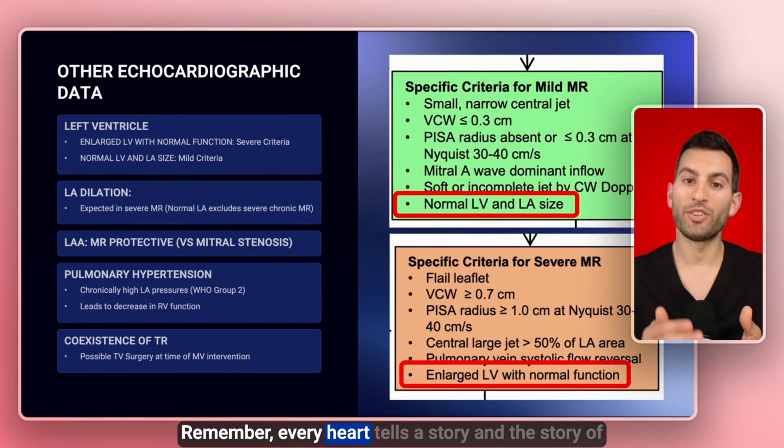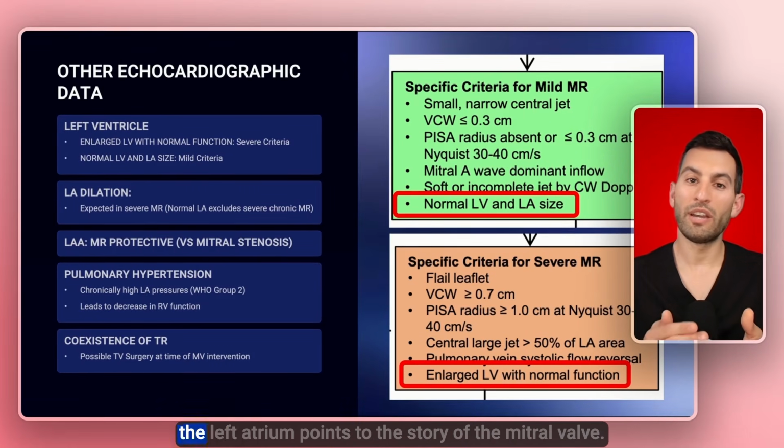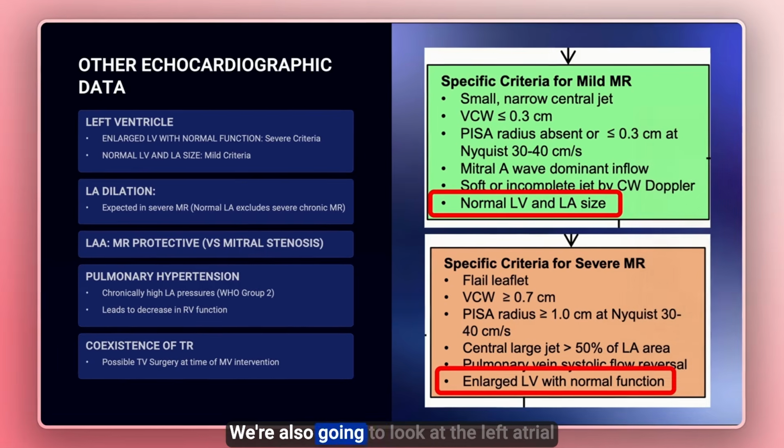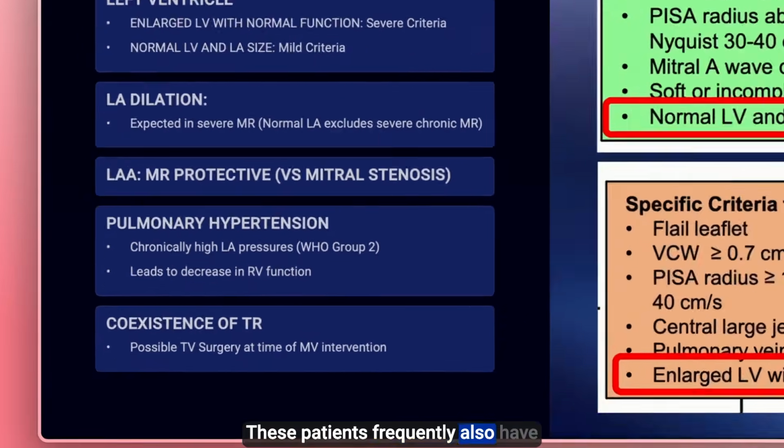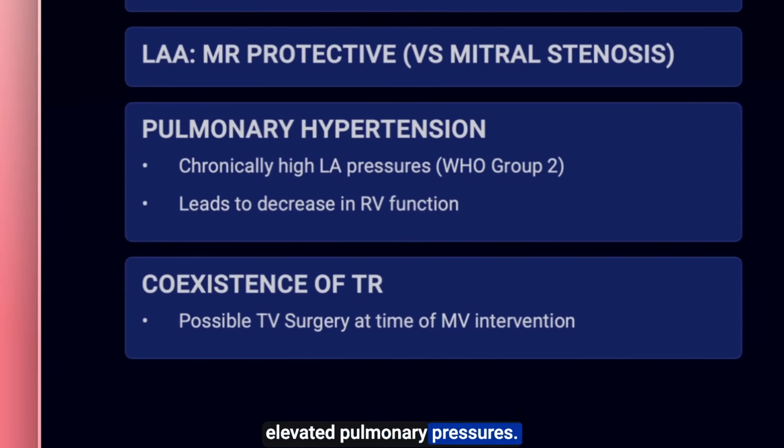Remember, every heart tells a story, and the story of the left atrium points to the story of the mitral valve. We're also going to look at the left atrial appendage, as patients with mitral valve pathology are more prone to clot in this location. It's more common with mitral stenosis, especially in low flow states, as MR is somewhat protective, but still worth noting. These patients frequently also have elevated pulmonary pressures. This pulmonary hypertension can also lead to RV dysfunction and associated tricuspid regurgitation.